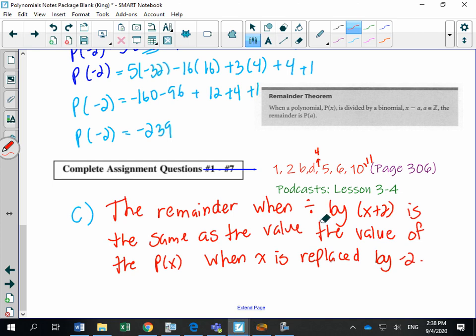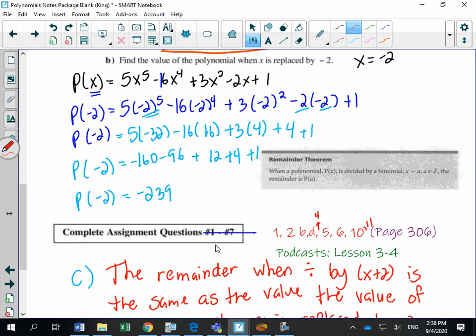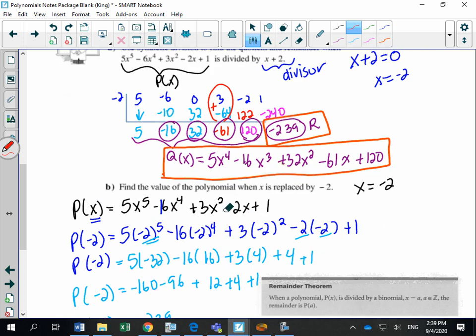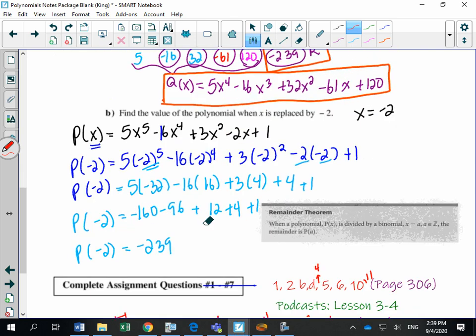Okay, so again, what this is just saying, to summarize what I just wrote here: when you take a polynomial and you divide it by this divisor, we get a remainder of -239. You're going to get that exact same number when you take that polynomial and you substitute x with -2, right? When you substitute the root of the divisor into the polynomial, you are going to get the remainder. So this number right here, that is our remainder.